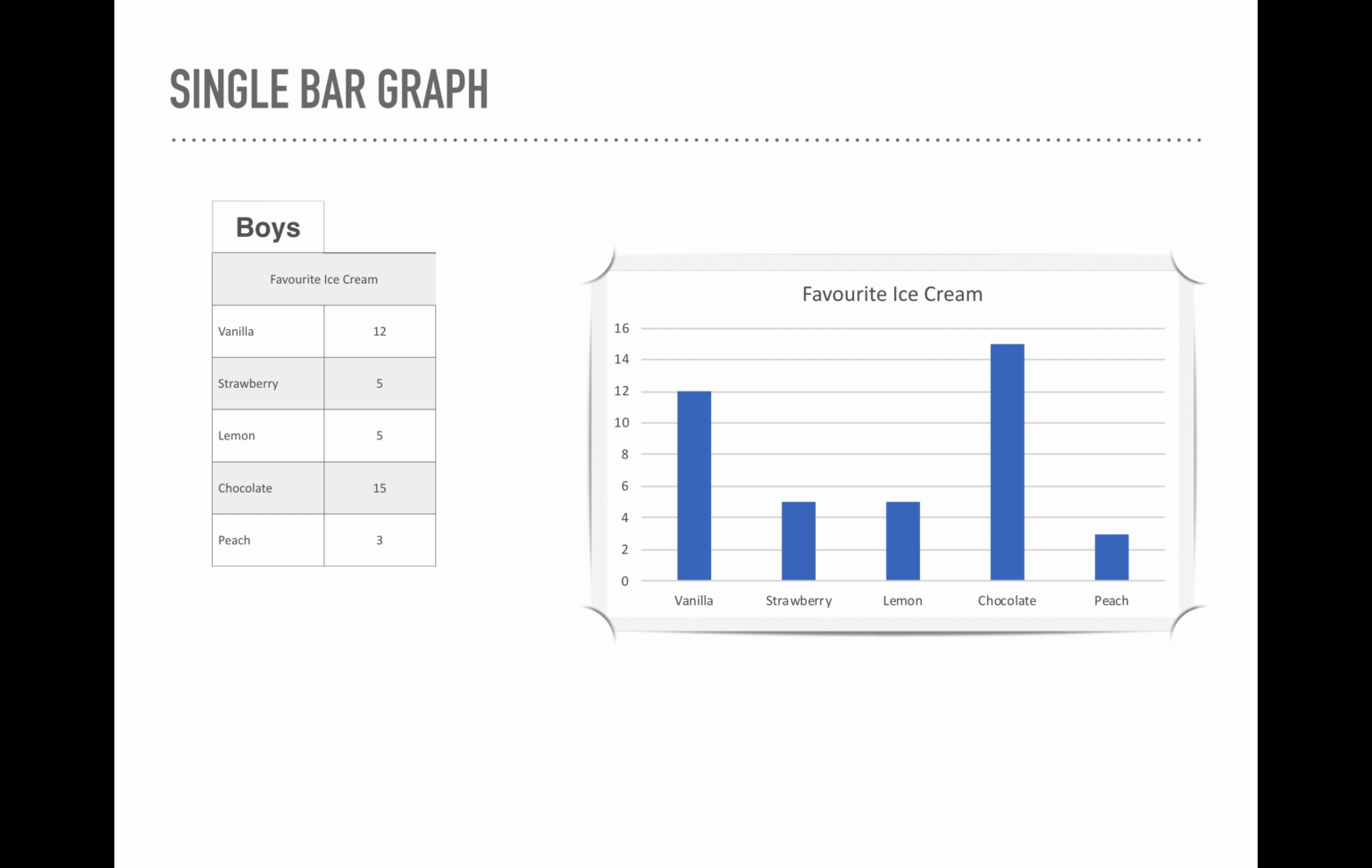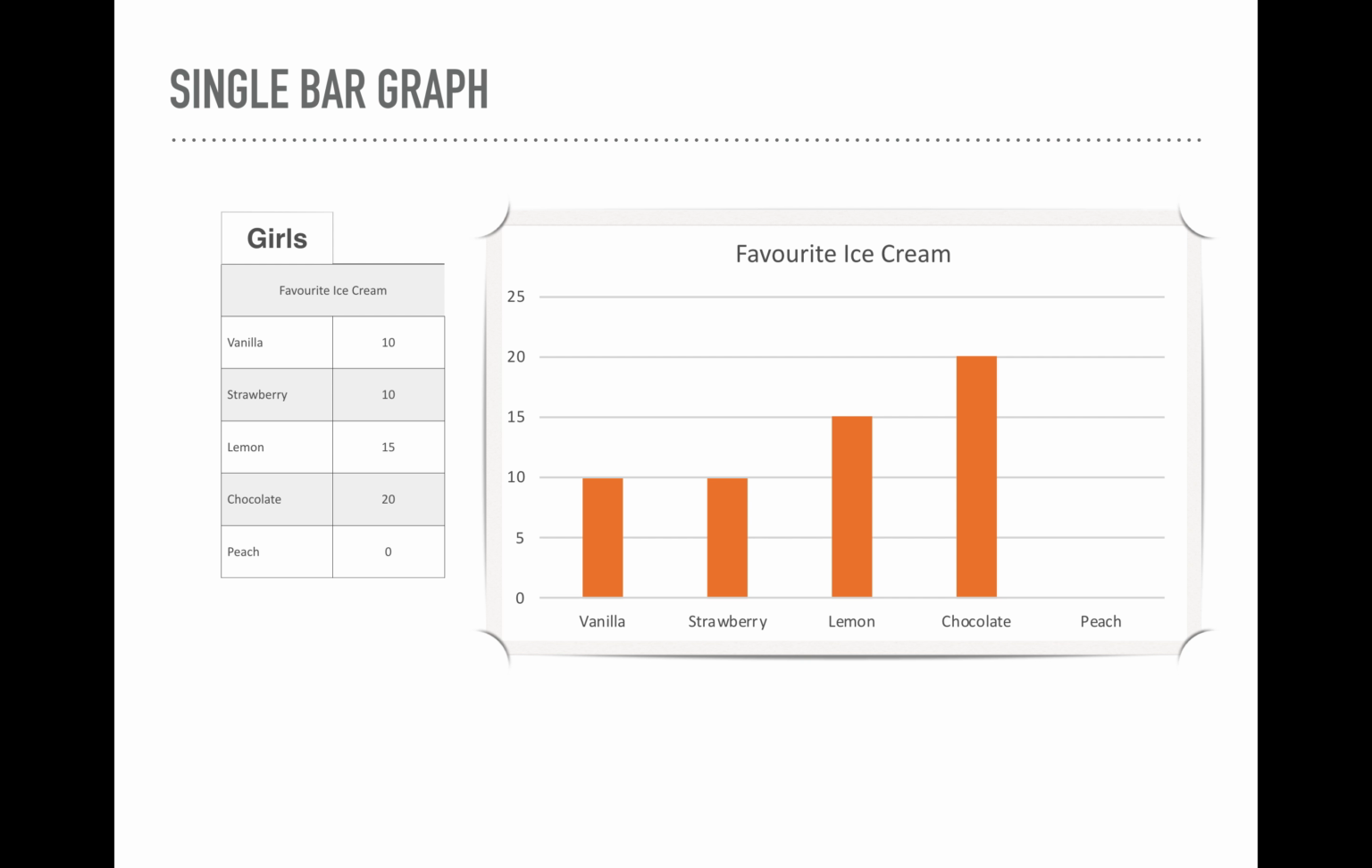Everything follows suit the same way, and there's one single bar in the graph. That's why we call it a single bar graph. On the next slide, we see the same thing with girls. So same flavors, same question, favorite ice cream, and same single bar graph idea. So for peach, you have 0. That's why on the graph you don't see anything for peach. Chocolate is the most at 20, and that's why when you look at the graph, you see chocolate having 20.